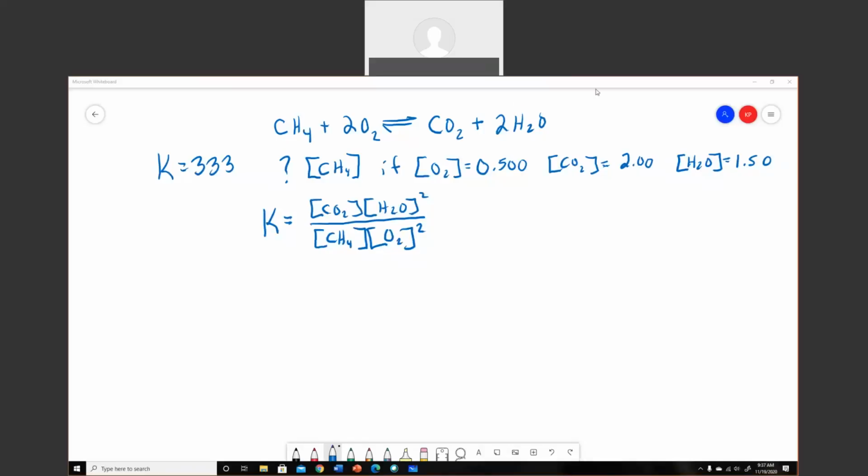Here we have a situation where we have an equilibrium and an equilibrium expression. And we have some concentrations at equilibrium, and we want to know one of the concentrations. In this case, we want to know the value for CH4, given that we know the concentrations of O2, CO2, and H2O. To do this sort of problem, you have to be able to rearrange the equation. You have to use a little bit of algebra.